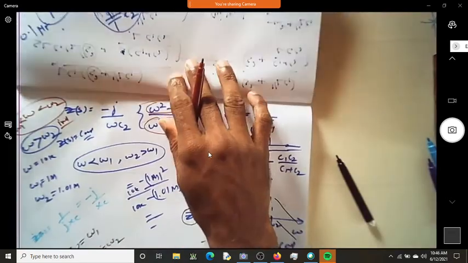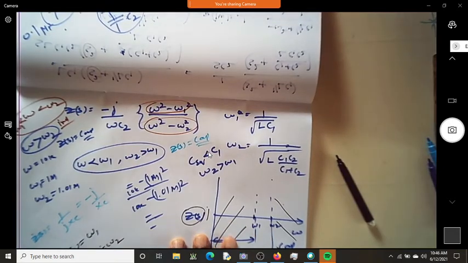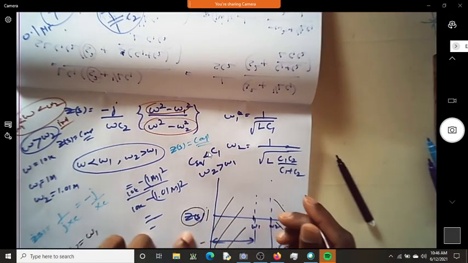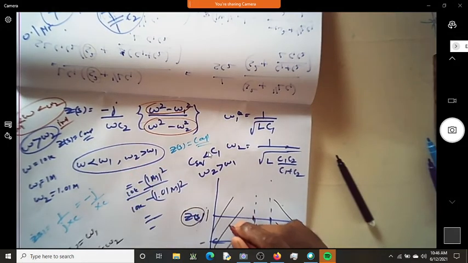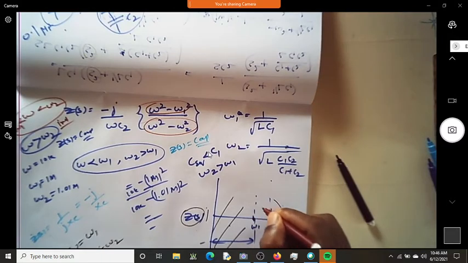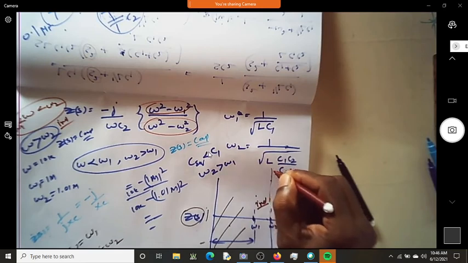So now we are looking at, for different ranges of frequencies, what is the impedance offered by the crystal. For frequencies below omega 1, it is capacitive. At omega 1, it is 0. Between omega 1 and omega 2, it is inductive in nature. At omega 2, it is plus infinity.